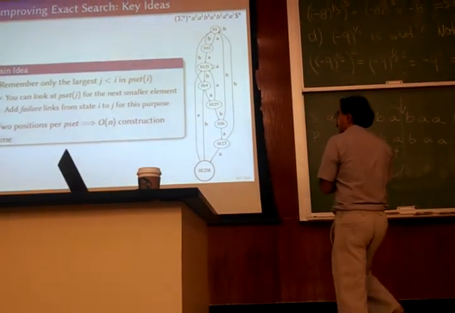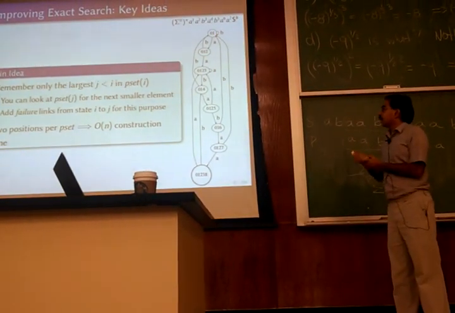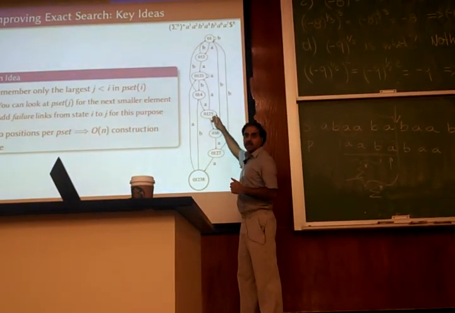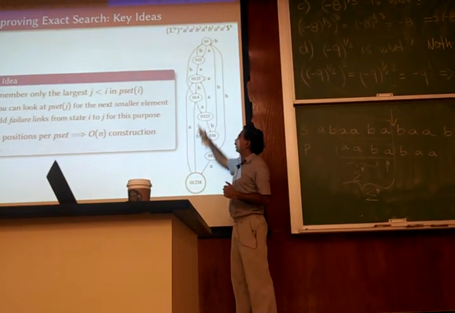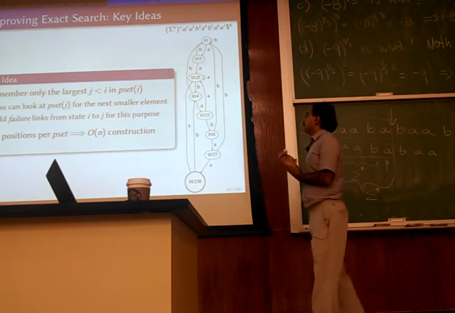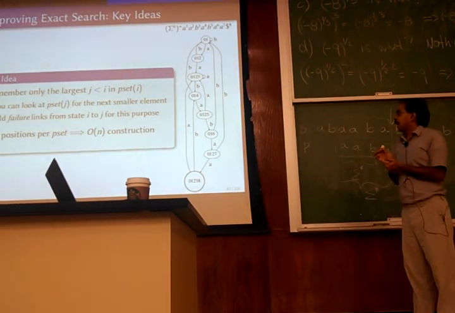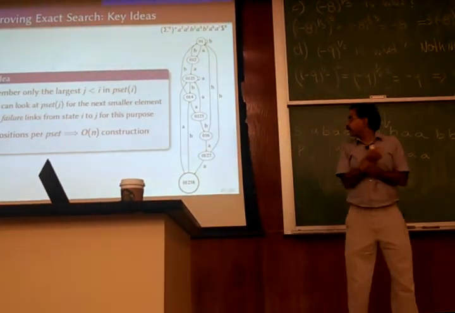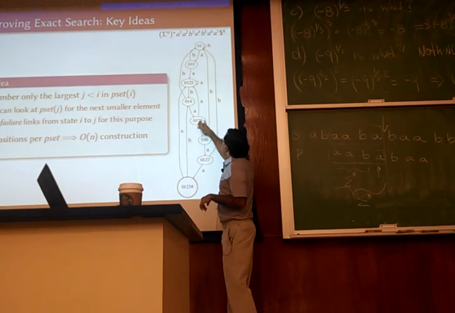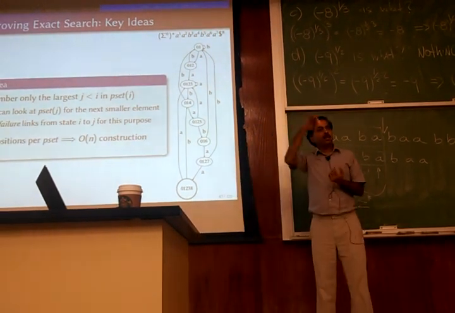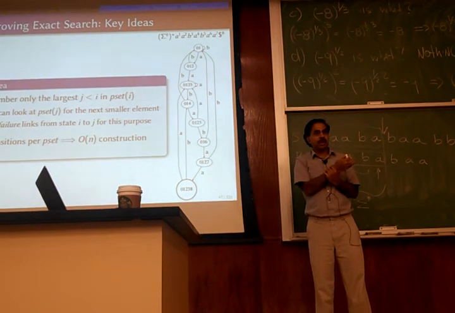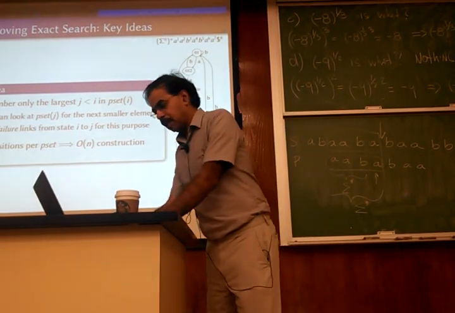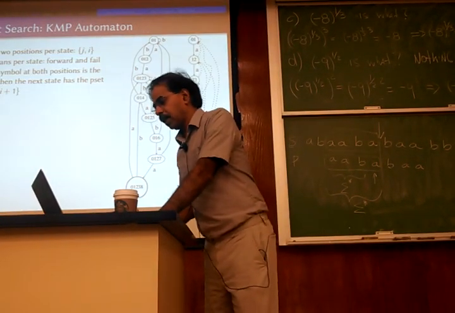Okay. So again, it states the same thing. Remember only the largest j less than i. So we're going to remember the state itself says what the largest position is. We're simply going to remember one more thing, and that is going to be what we're going to remember. And then we are going to add what are called failure links, so that from state 5 we can follow the failure link to state 2 in order to pick up what are the other prefixes that are relevant. So we are going to rely on that linking structure. And as I said, if you have only 2 positions per set, then the algorithm becomes faster.